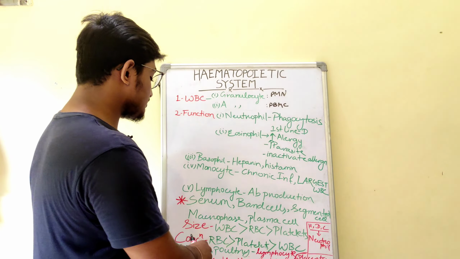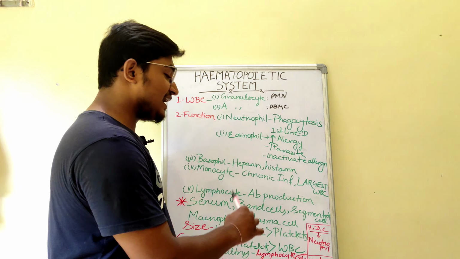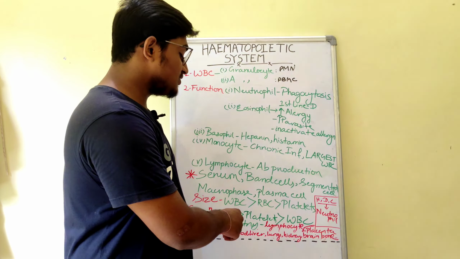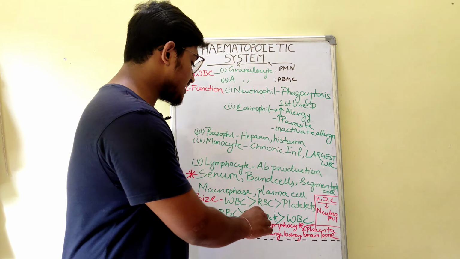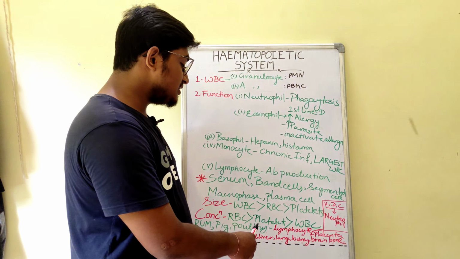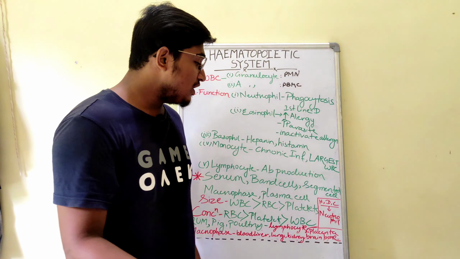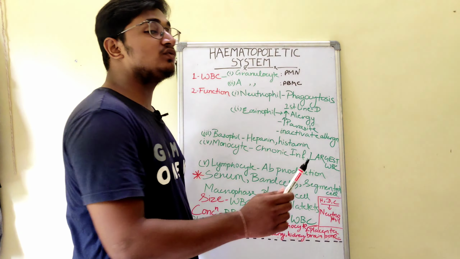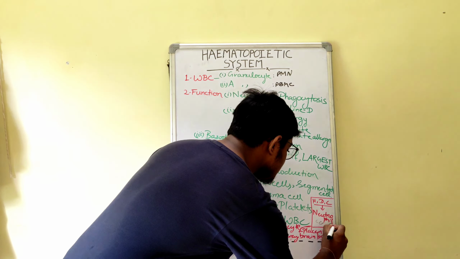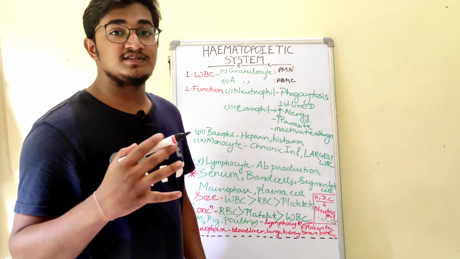Okay. If we target the size, the WBC has the highest size, then RBC, and then platelet. If we focus on concentration, the highest concentration in the blood is RBC, next platelet, and next WBC. In ruminants, pigs, and poultry, the lymphocyte has the highest constituent, that is 60 to 65%. Whereas in horse, dog, and cat, neutrophil is the highest, that is 60 to 65%.